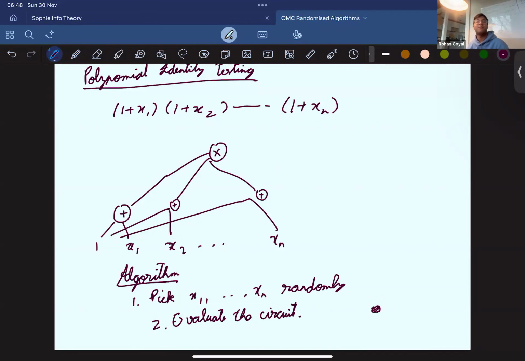The whole point is a polynomial does not have too many roots. So if you pick these points randomly, it's probably going to be non-zero if it was a non-zero polynomial. And that just works. That's it.